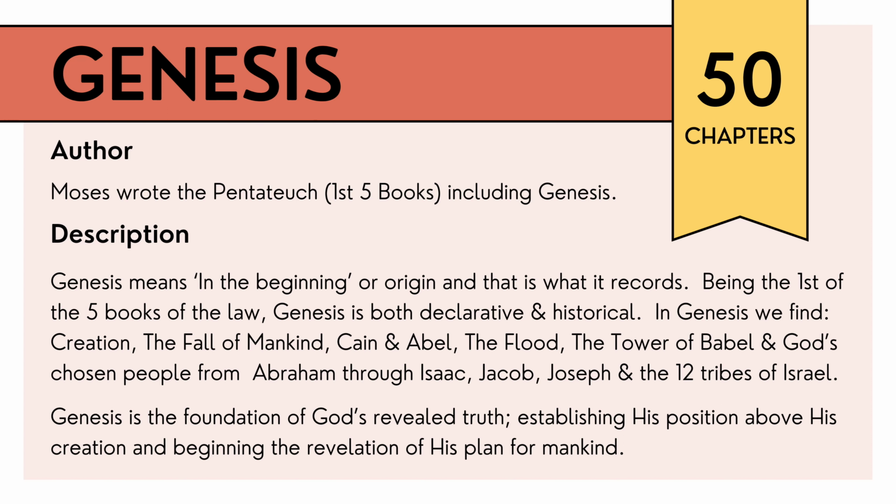Chapter 21. Yahweh visited Sarah as he had said, and Yahweh did to Sarah as he had spoken. Sarah conceived and bore Abraham a son in his old age, at the set time of which God had spoken to him. Abraham called his son, who was born to him, whom Sarah bore to him, Isaac. Abraham circumcised his son Isaac when he was 8 days old, as God had commanded him. Abraham was 100 years old when his son Isaac was born to him.